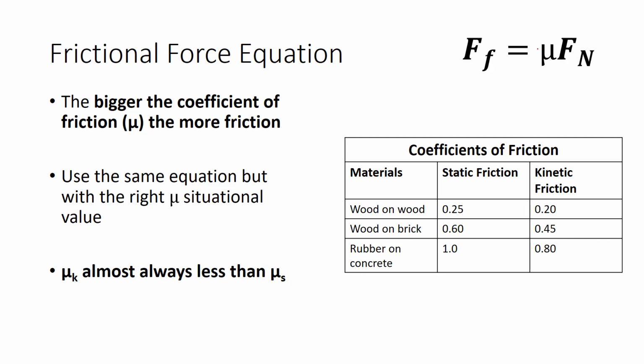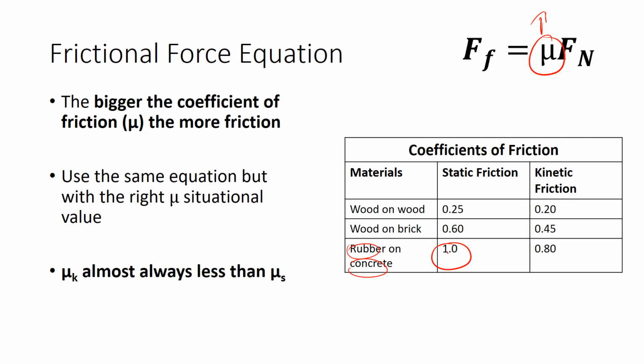Another thing to note, take a look how this equation is set up. If the mu goes up, the force of friction goes up. So the coefficient of friction is directly related to the force of friction. If you take a look at this table, the greatest friction that we would have occurring would be rubber on concrete. Once again, it's only this table. There might be some other ones too.